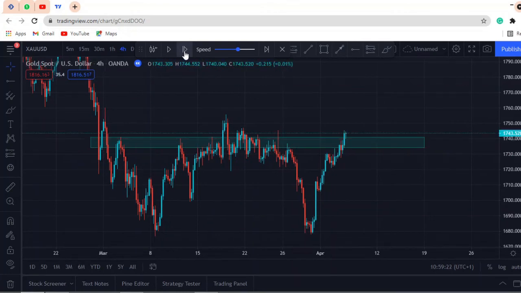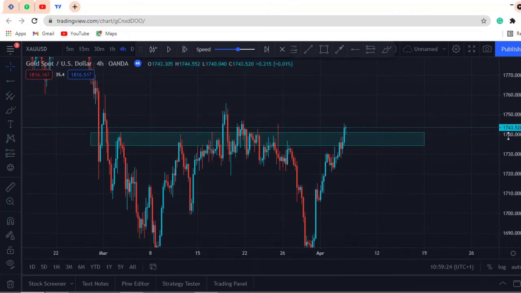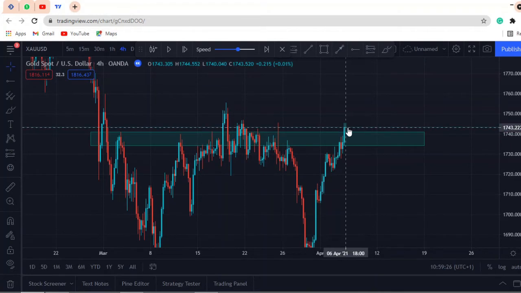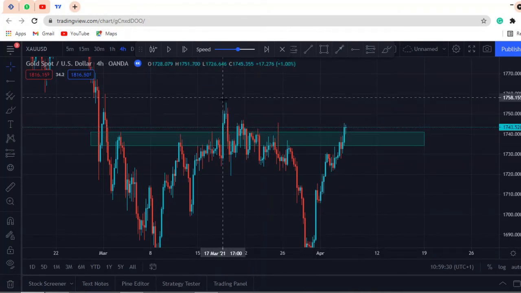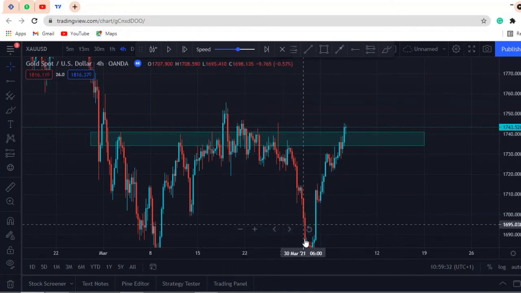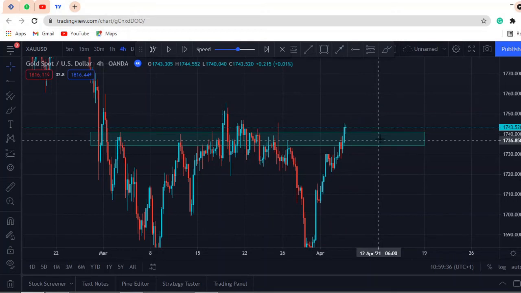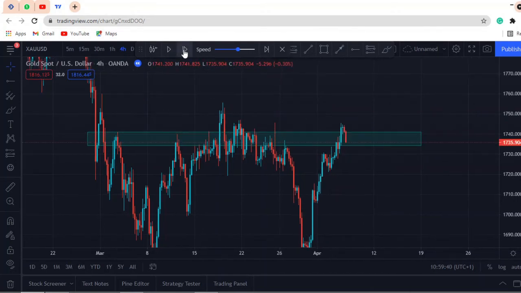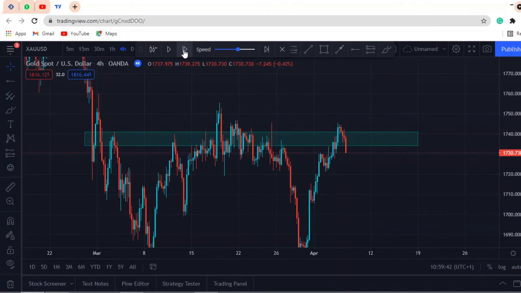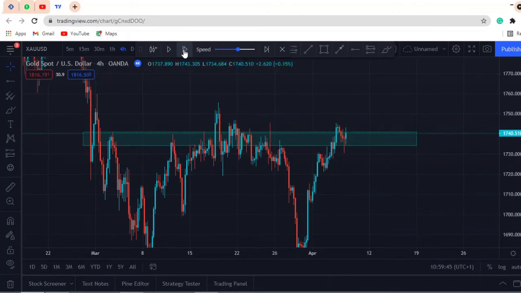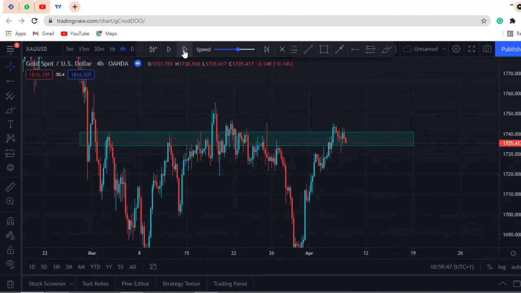Okay, that's a nice breakout. But I'll not recommend entering immediately, because you see, like this one, it was a fake out consolidation, then it went down. So a breakout, retest, and then I will be interested in a buy. And you can see that it came back all the way down. Now let's play it and see.